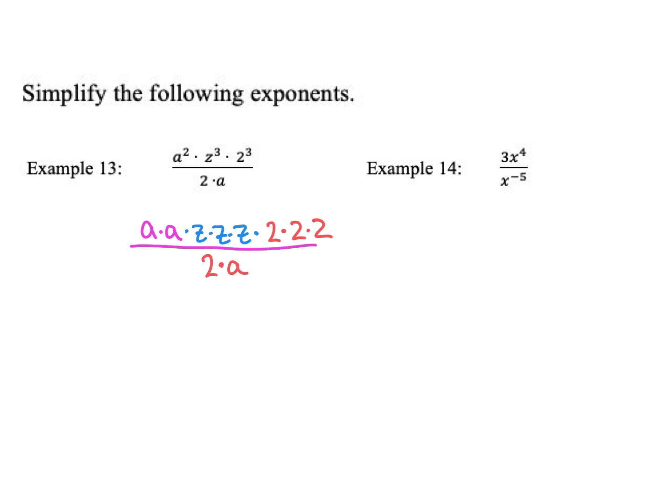And as before, I want to go ahead and cross things out on the top and bottom. I notice I have an a in the top and an a in the bottom, cross out. I also notice I have a 2 on the top and the 2 on the bottom, cross out.